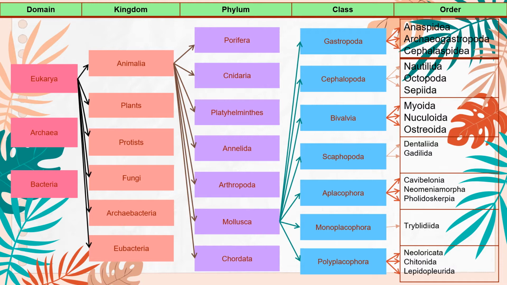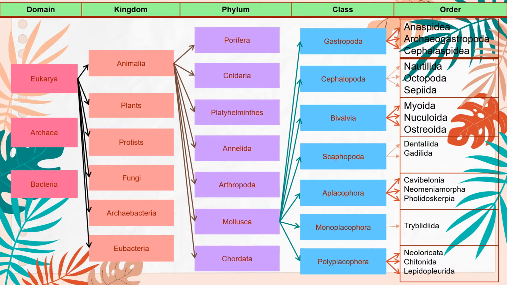From the Mollusca, it is divided into seven classes: Gastropoda, Cephalopoda, Bivalvia, Scaphopoda, Aplacophora, Monoplacophora, and lastly Polyplacophora. So we only need to learn three classes from the Mollusca. The first one is Gastropoda. Gastropoda is divided into three orders.